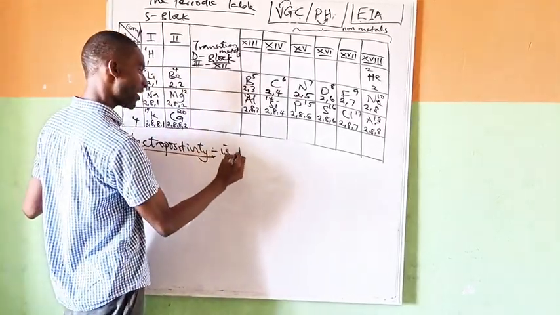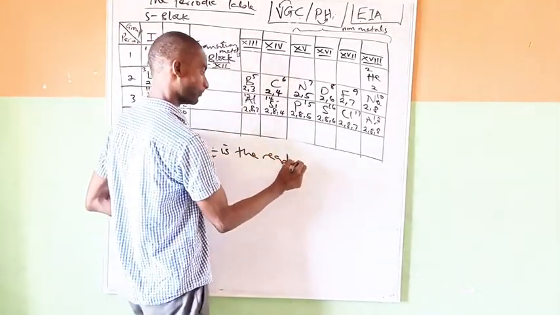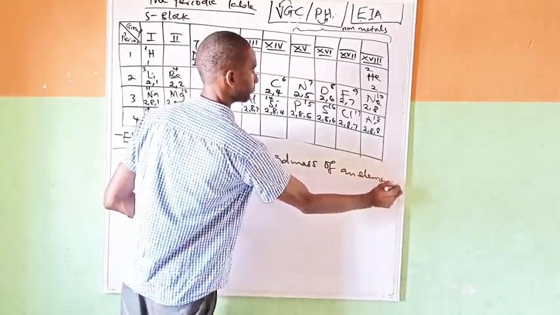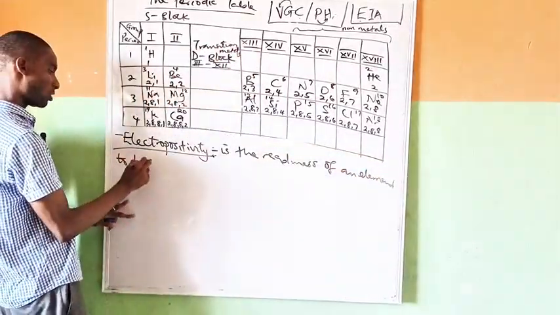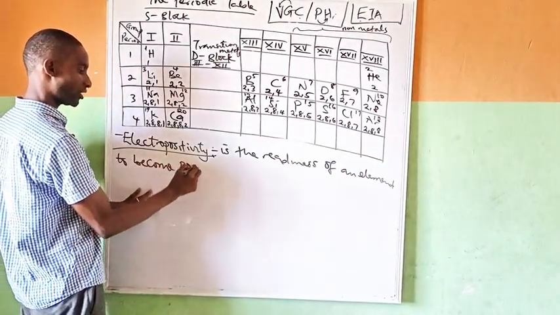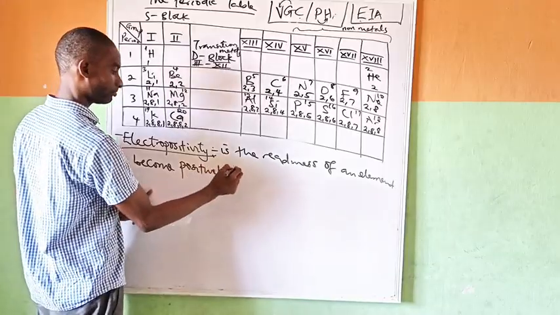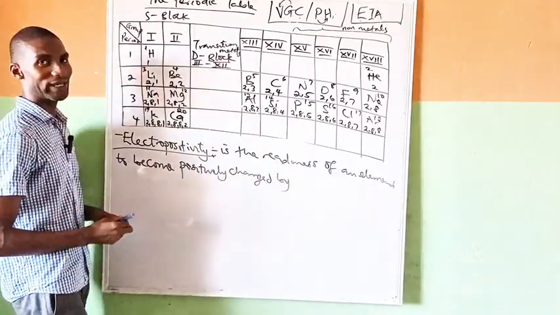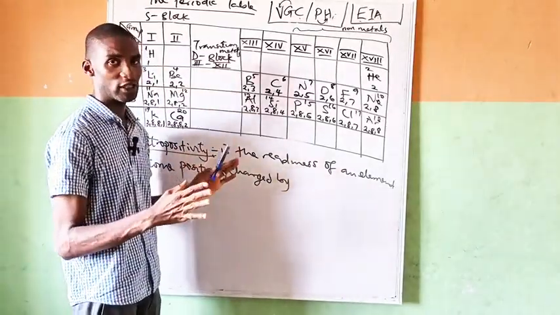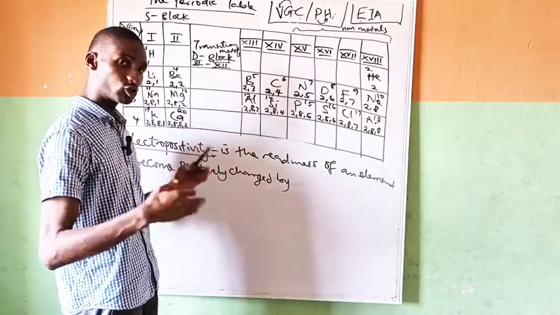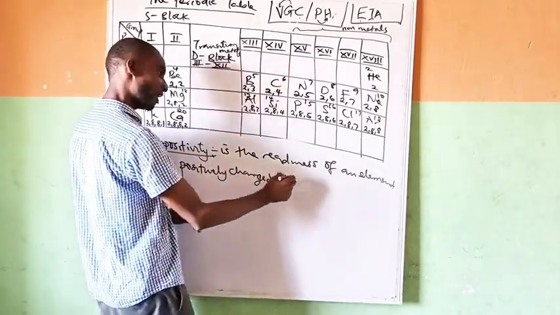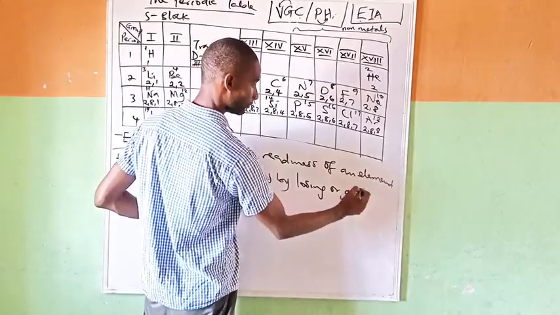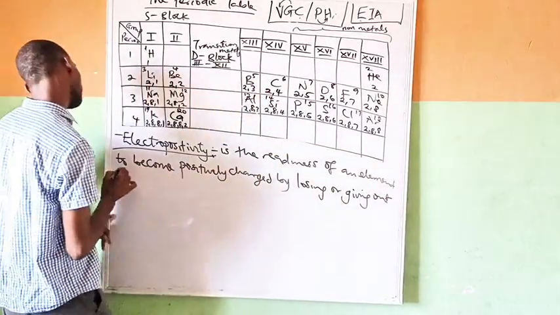Electropositivity is the readiness of an element to become positively charged by, is it by losing or by gaining? By giving out. Givers are positive. So when you give out, you lose it. By losing or giving out electrons.